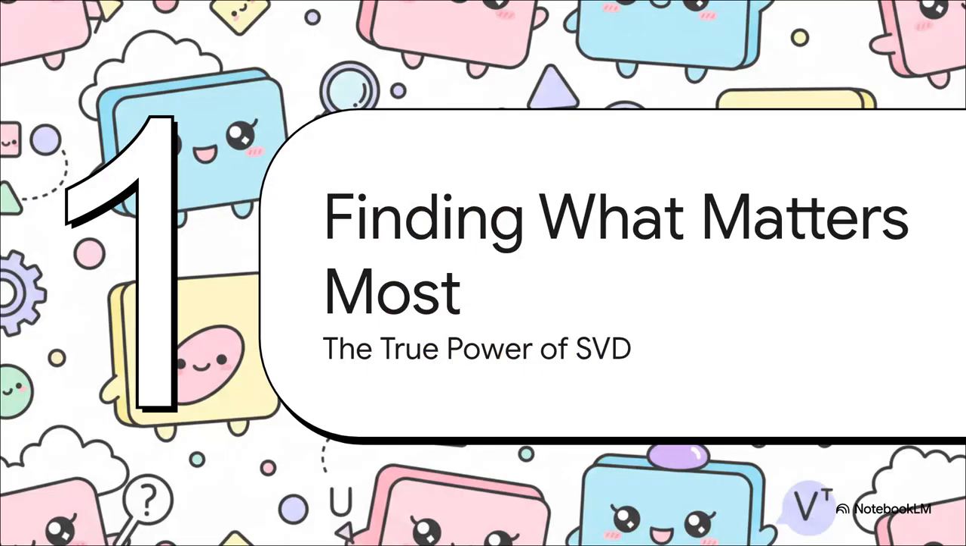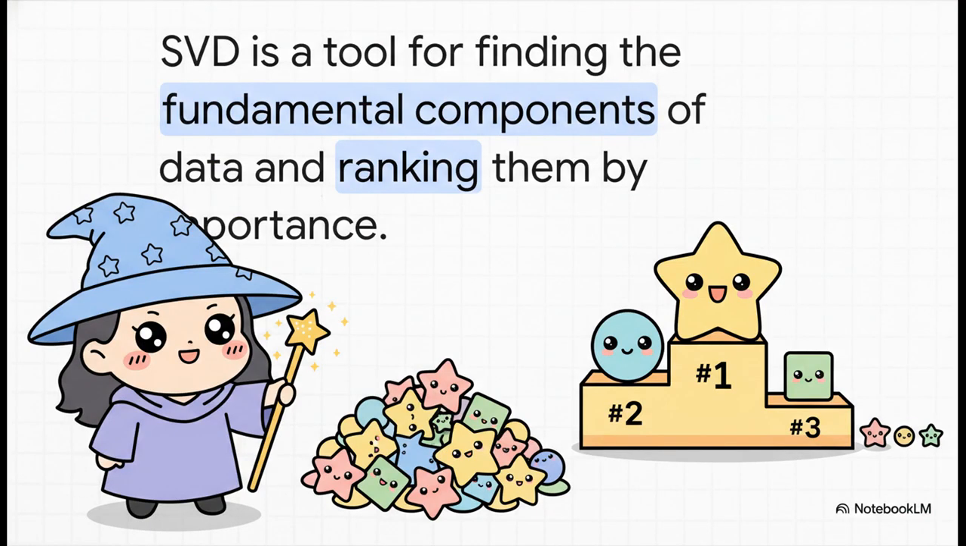So, as we wrap this up, what's the big takeaway? Why does this one mathematical idea matter so much in so many different places? The true power of SVD is its incredible ability to look at any giant collection of data and tell you exactly what its most fundamental building blocks are. And, this is the critical part, it then ranks them for you, from most to least important.